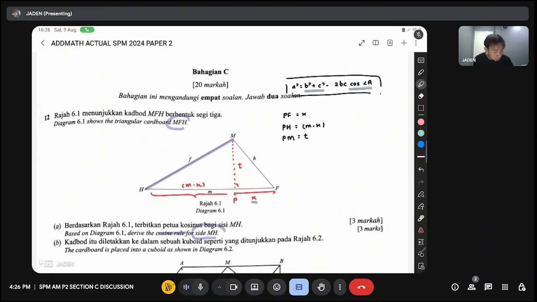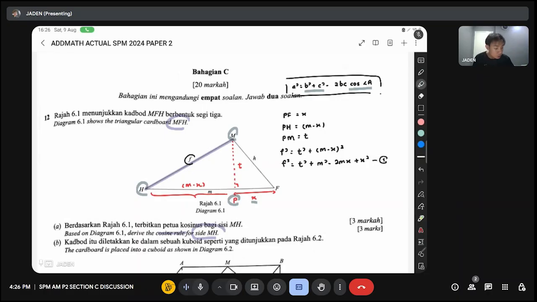Now the first equation, you focus on the larger triangle, which is MHP. If I want to create a valid equation, I'm going to use the Pythagoras theorem here, because f squared is equal to t squared plus m minus x squared. And then if I expand this bracket, I'm going to get m squared minus 2mx plus x squared. And that will be my f squared equation, which I consider as the first equation.